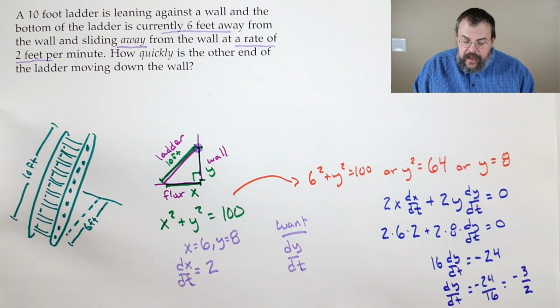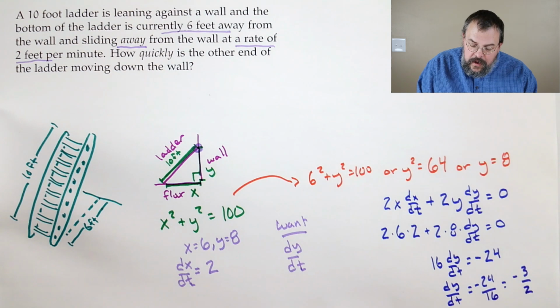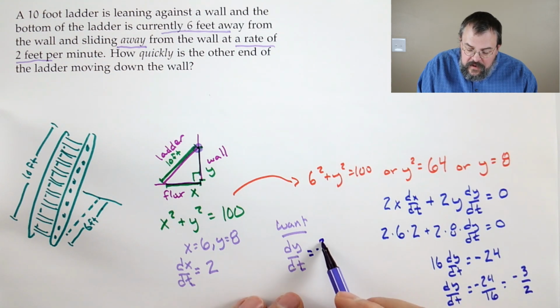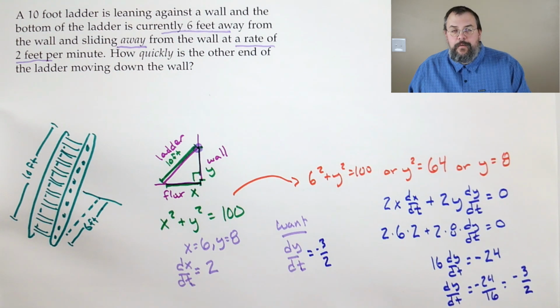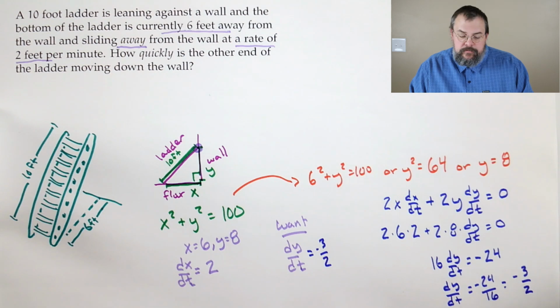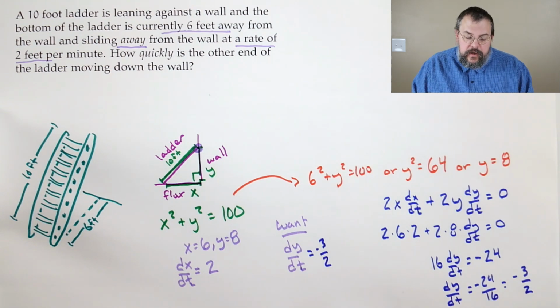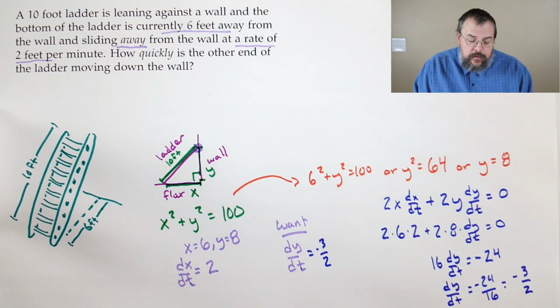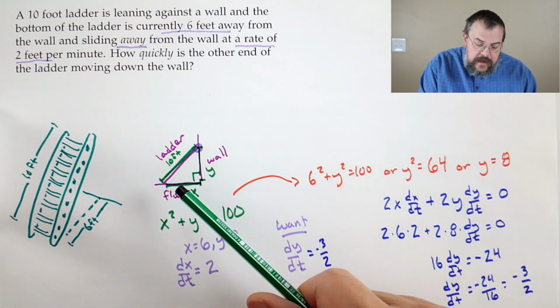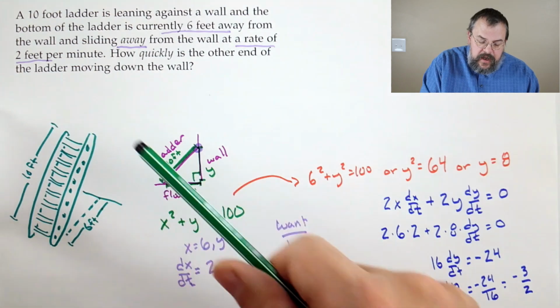So, what's our answer? Well, we know what dy dt is. It's negative 3 over 2. But we can now answer the question. We can either say it's negative 3 over 2, or we can be a little bit more careful. So, for instance, what if I wanted to talk about units? Well, our distances were measured in feet. It's a 10-foot ladder. We're 6 feet away. We're 2 feet per minute.